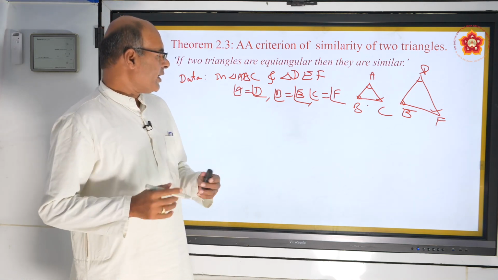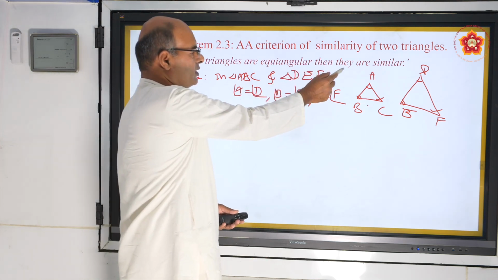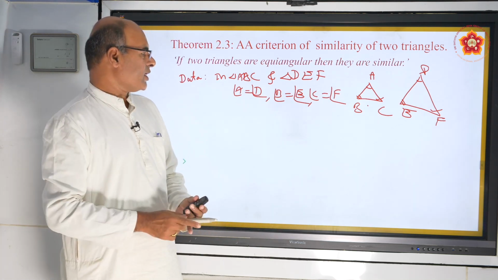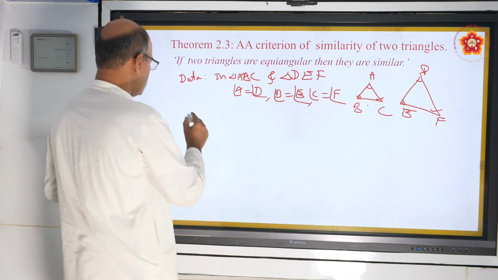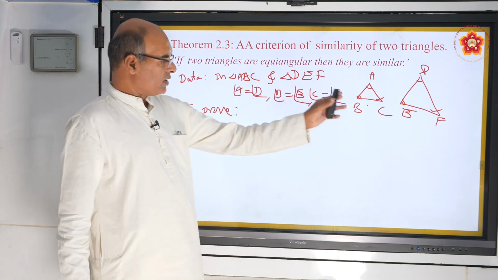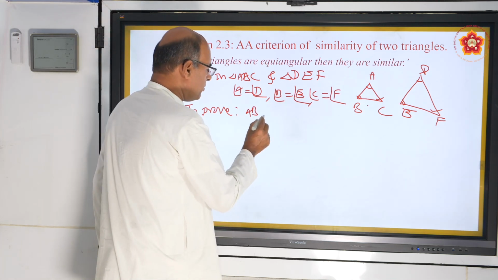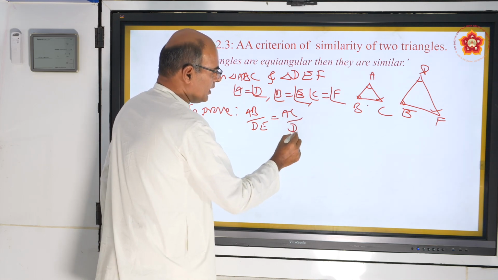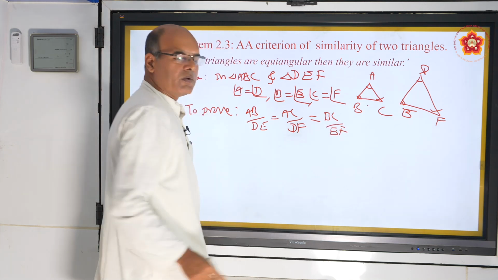Now write what we have to prove. That is the conclusion part. We have to prove that the triangles are similar. For that we have to prove that the corresponding sides are in the same ratio. So for that we need to prove AB by DE is equal to AC divided by DF, that is equal to BC by EF. We have to prove it.